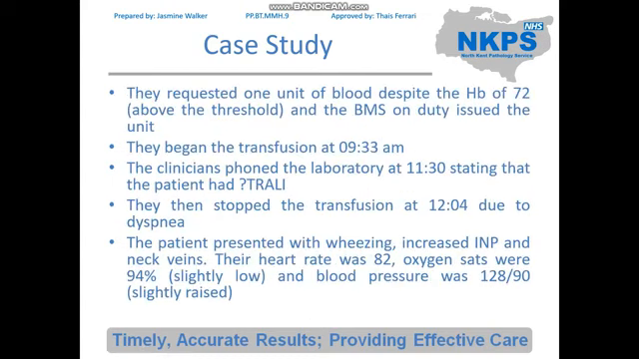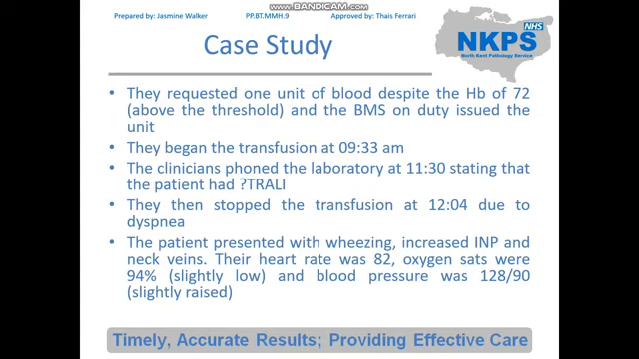So they requested 1 unit of blood despite the hemoglobin being 72, which is above the threshold as I previously mentioned, and the BMS on duty issued the unit. As I said, I don't know what the discussion was surrounding this, but I'm sure there was one. They began the transfusion at 9:33 in the morning, and the clinicians then phoned the laboratory at 11:30 stating that the patient had query TRALI. They stopped the transfusion at 12:04 due to the dyspnea.